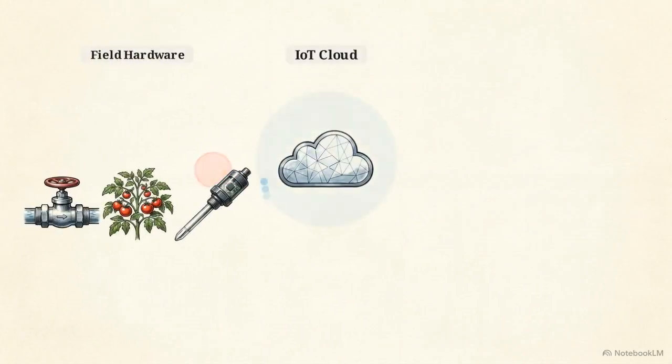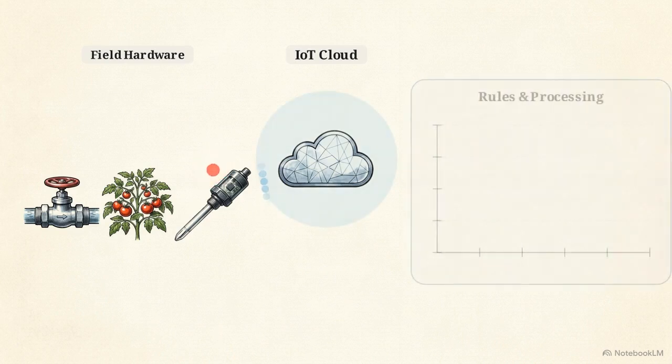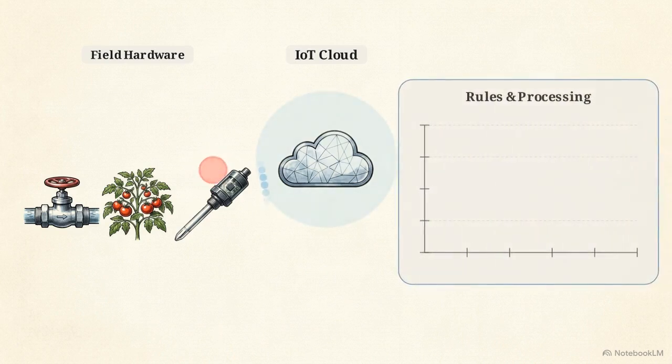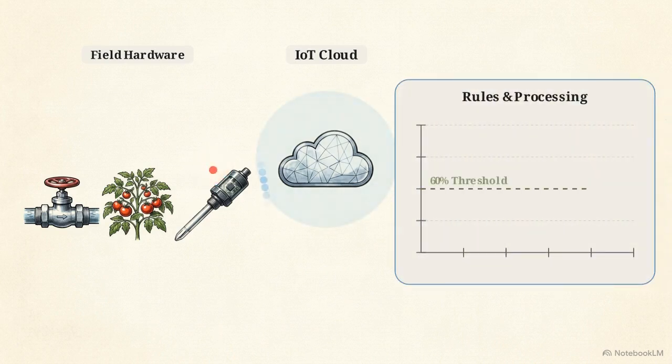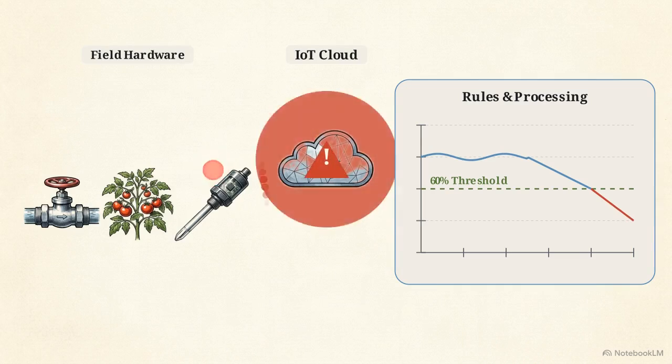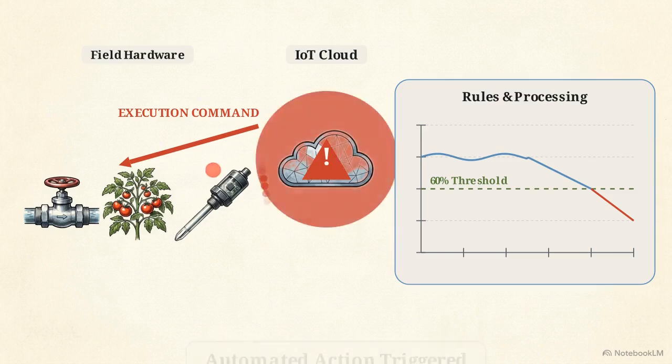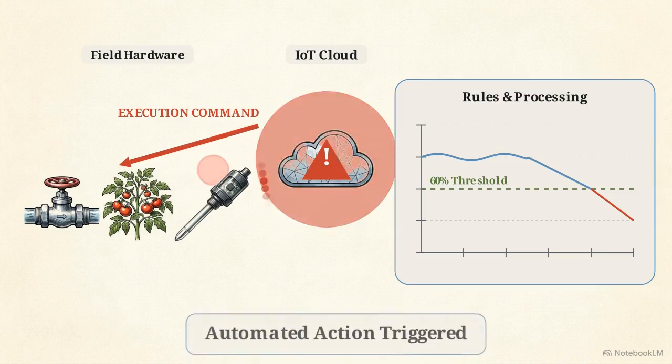The raw field data leaves the soil and moves to the IoT cloud, the brain of the operation. Here, the data is evaluated against strict rules. If we are growing tomatoes, we might set a rule that triggers action if the soil moisture drops below 60%. The AI algorithm evaluates that moisture deficit instantly and generates an execution command, removing the need for human observation.